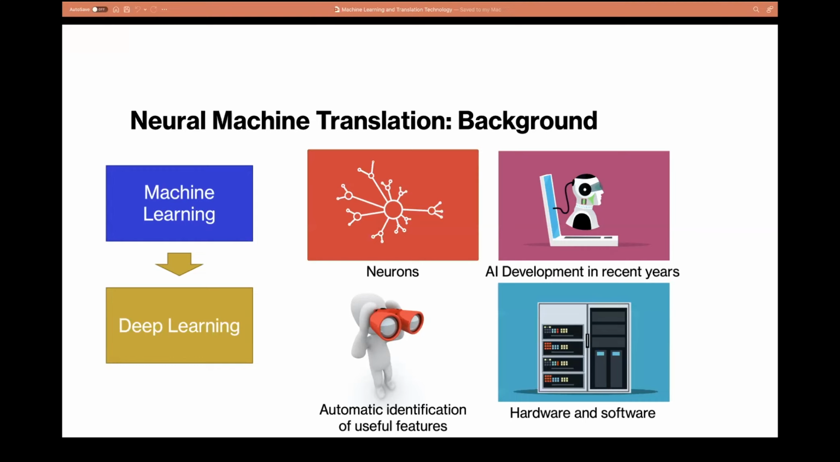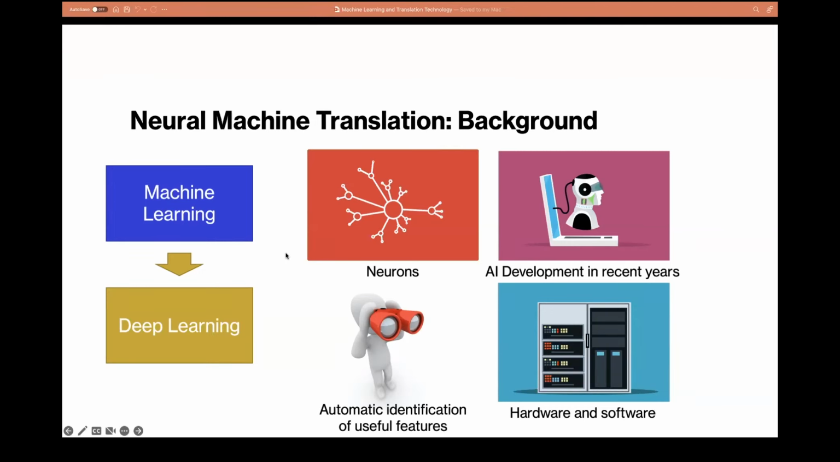And then, of course, neural machine translation is a little bit demanding in terms of hardware and software. We need to have very powerful computers for the training of the neural network. And also, you need to have sophisticated software to implement your idea, to implement your neural networks.